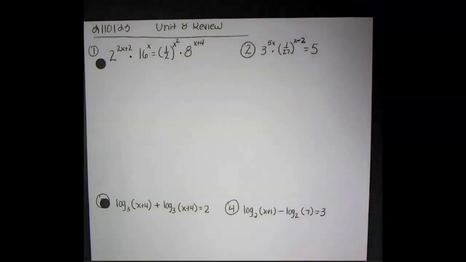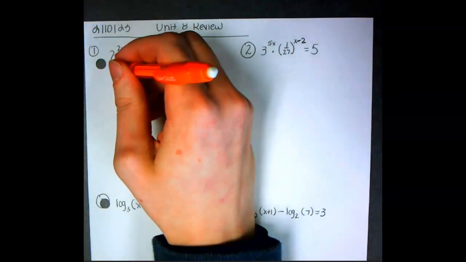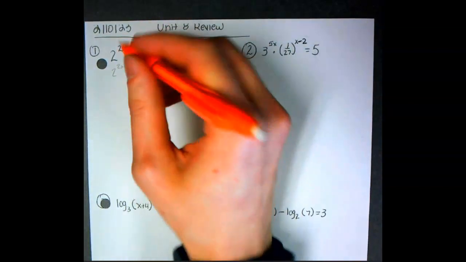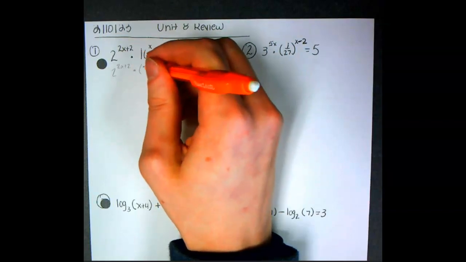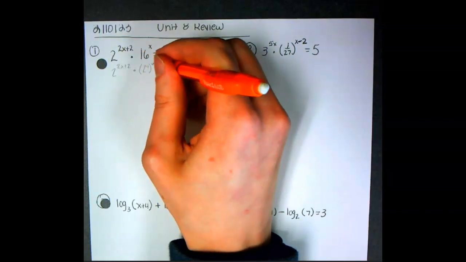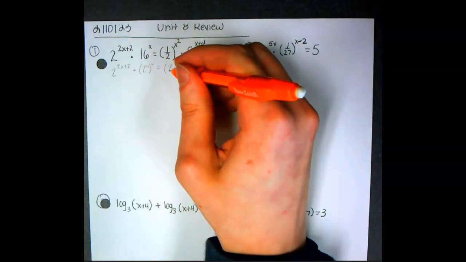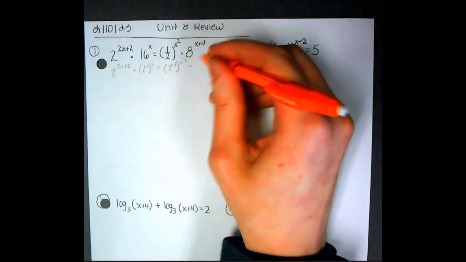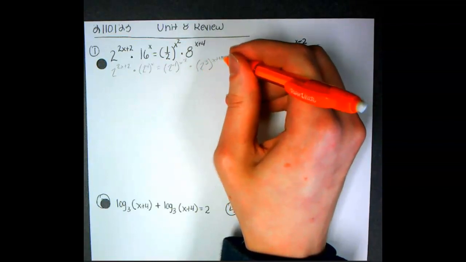Okay, so this is going to be an answer key basically for the review. So going through this, we'll keep our 2^(x+2) squared the same. We need that 16 to be a base of 2, so we'll have 2^(4x). We need the 1/2 to be a base of 2, so 2^(-1) squared. And we need that 8 to be a base of 2, so 2^3 to the x to the fourth.